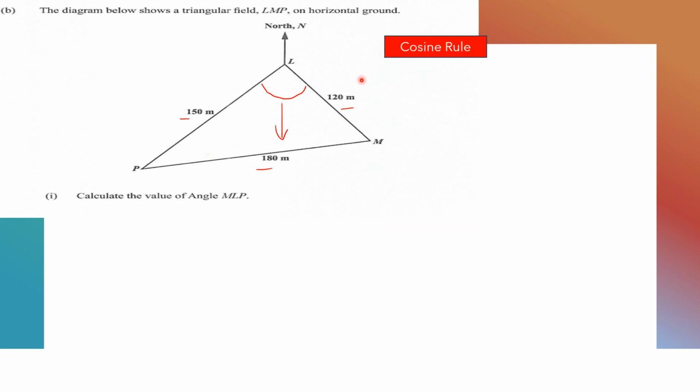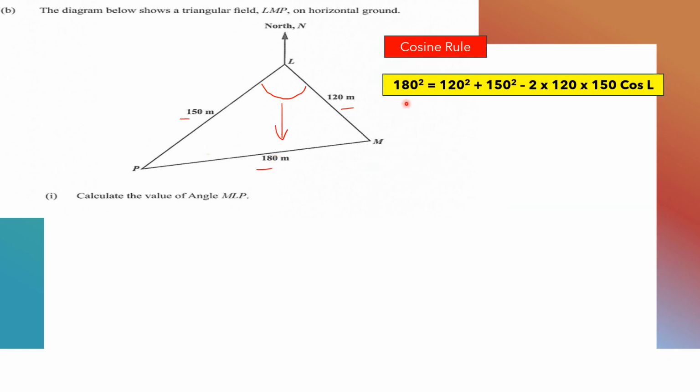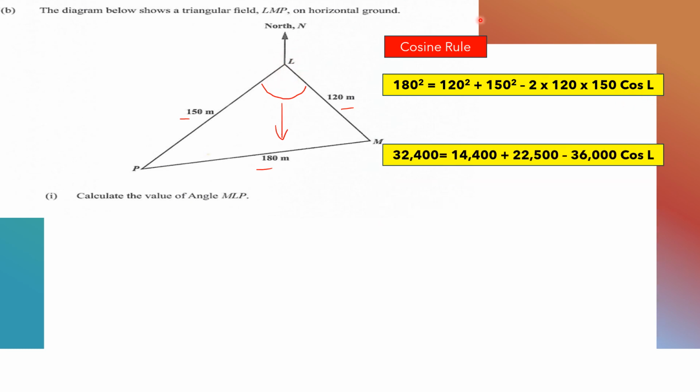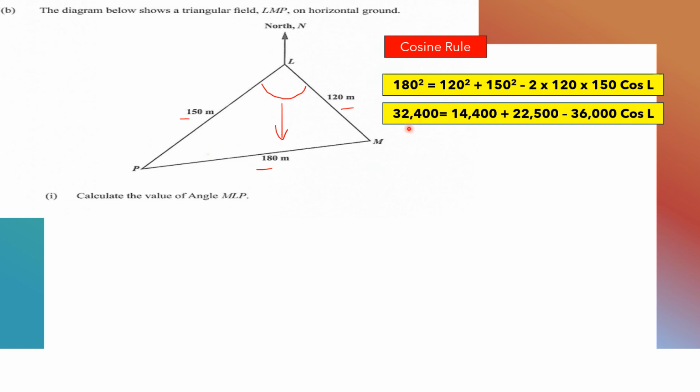Okay, and the cosine rule states that the length that is opposite the angle, you're going to take that and square it. 180 squared equals the other two sides, 120 squared plus 150 squared minus 2 times 120 times 150 cos L, angle L. So 180 squared is 32,400, 120 squared is 14,400, and 150 squared is 22,500, minus 2 by 120 by 150 is 36,000. I'm going to write back the cos L.